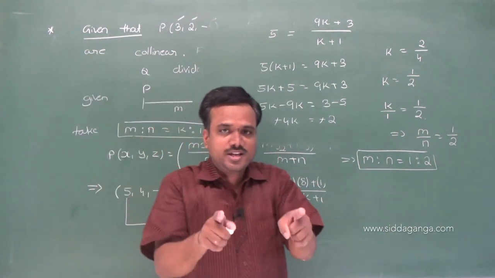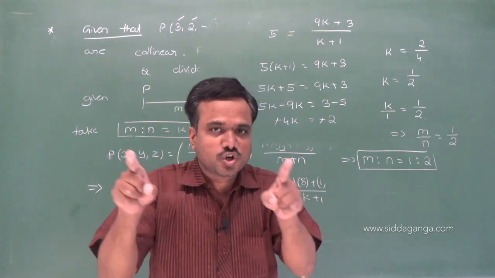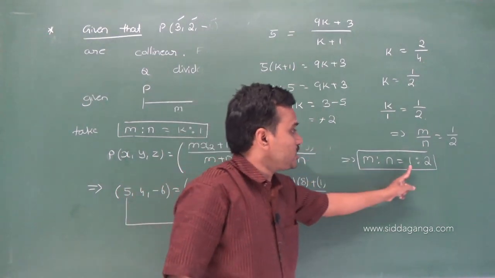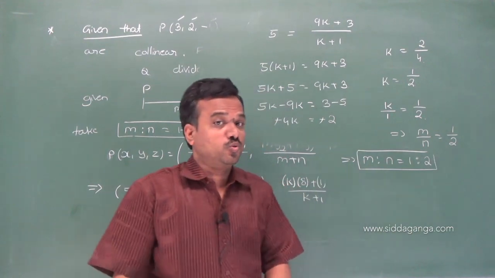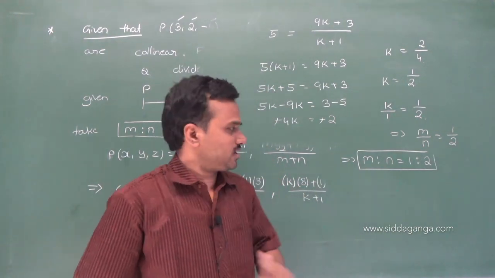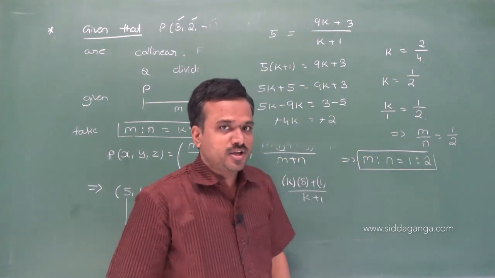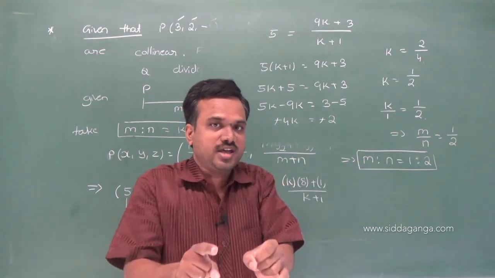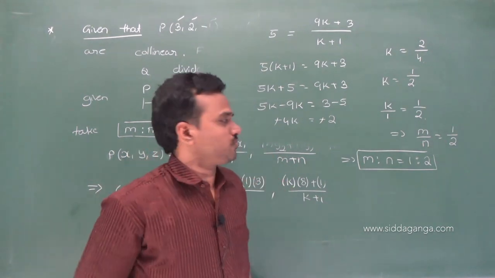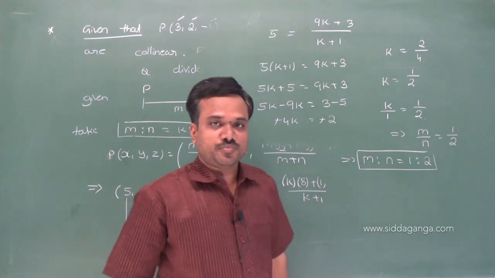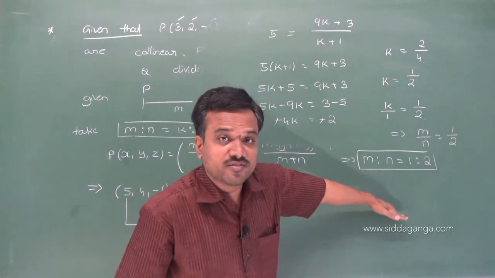Q divides line joining PR. Correct? Q divides line joining PR in the ratio 1 is to 2. That means m is equal to 1, n is equal to 2. Very important point. Observe here. The ratio is positive. The value of k is positive. If the value of k is positive, the ratio is positive. If the ratio is positive, the division is internal division.